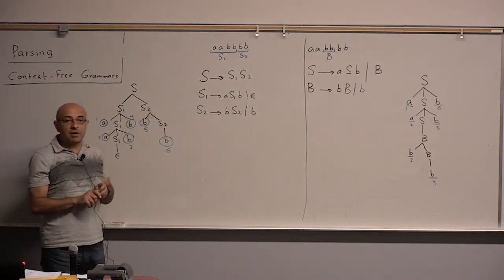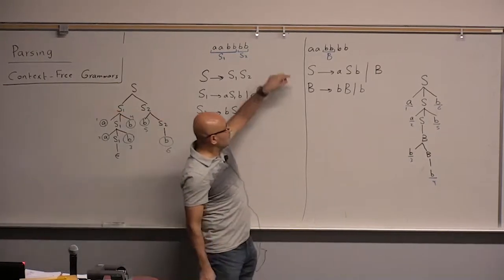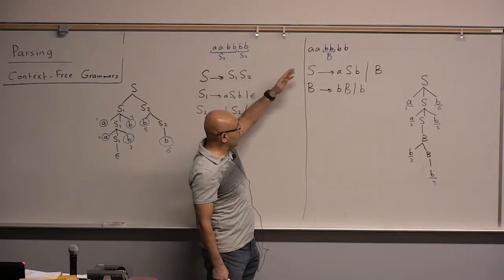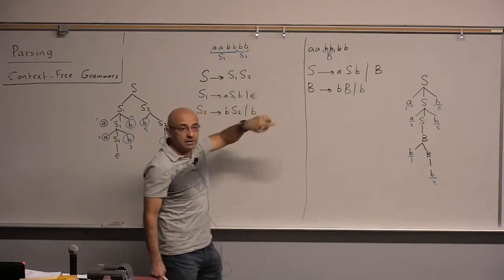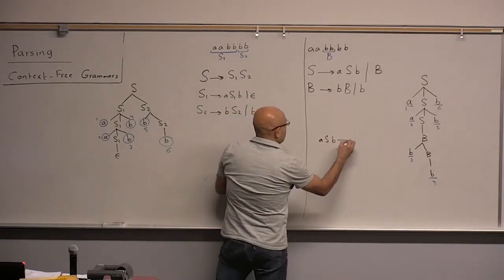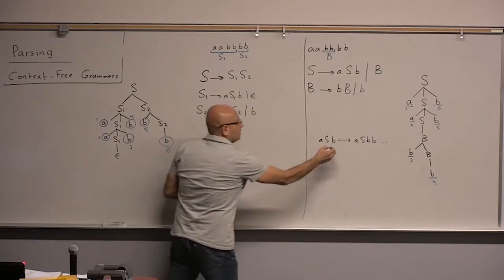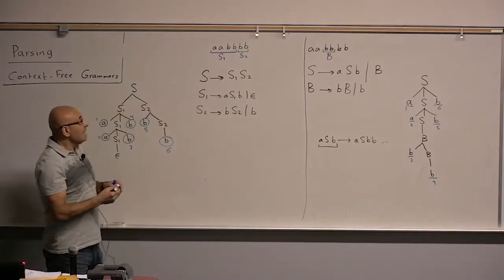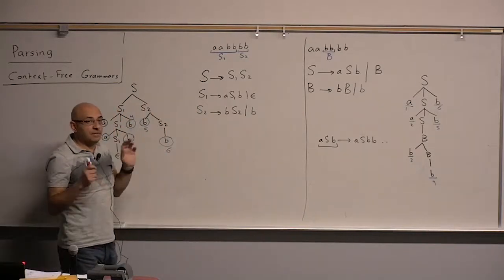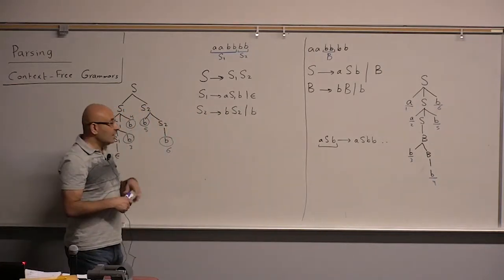But what's the definition of context-free versus context-sensitive? In a context-free grammar, whatever appears on the left-hand side is an individual variable. It cannot be multiple variables. So you cannot have something like ASB going to ASBB. What you have on the left-hand side is a single variable. That makes it context-free. If on the left-hand side you have variables and terminals, then it will be context-sensitive.